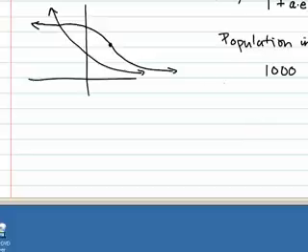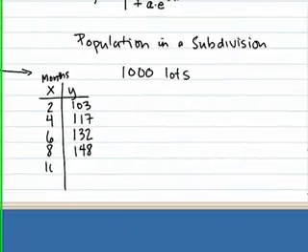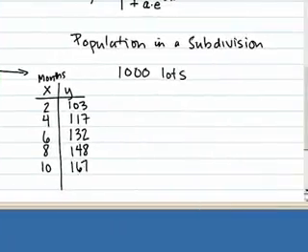So here's our table. X is going to represent months or time. So at 2 months, 103 of the lots have sold. 2 months later, 117. At 6 months, the builders sold 132. At 8 months, 148. 10 months, 167.